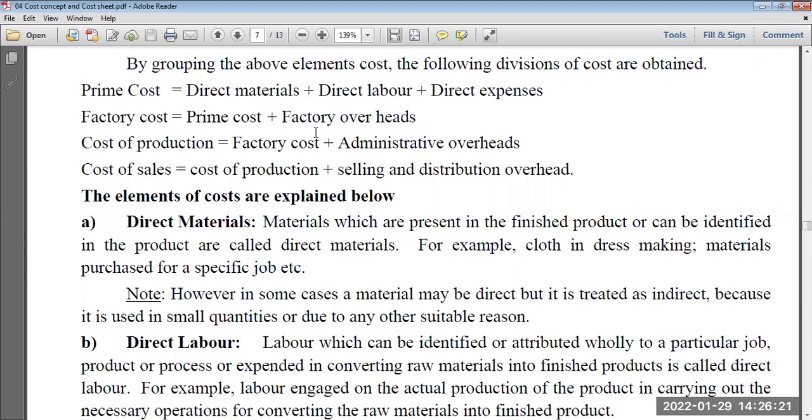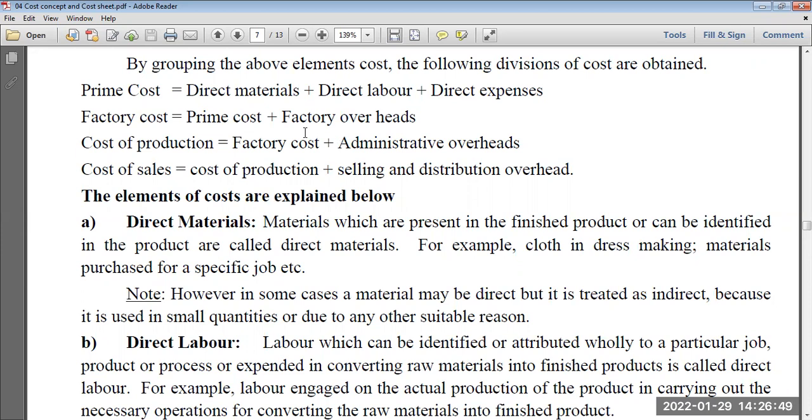After you find out the cost of production, if you add the selling and distribution overheads, you will get cost of sales. On cost of sales, you add some amount, and the result is the selling price. Please understand: selling price is equal to cost of sales plus profit. What is cost of sales? Cost of sales is nothing but cost of production plus selling and distribution overheads.